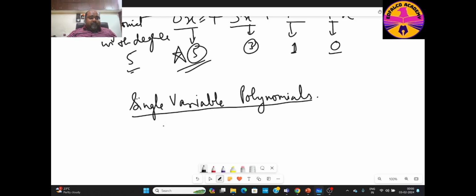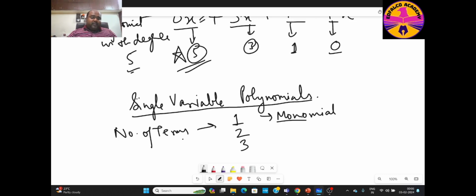Now, based on the number of terms, as we saw, we can have just one term, we can have two terms, we can have three terms, and so on, right? It can have a number of terms. If it has just one term, we call it a monomial. Mono stands for one. So it's just a one term single variable. Obviously, everything is single variable. We are not talking about anything else. Inside the single variable polynomials, the number of terms is one, which means we will call it monomial.